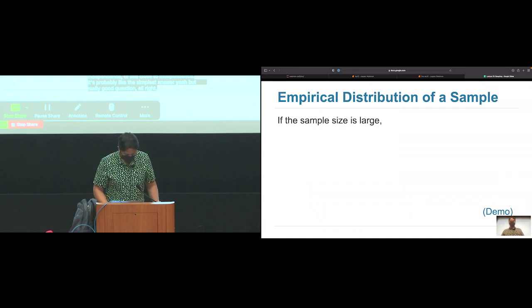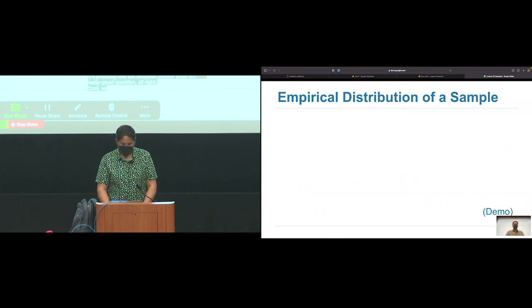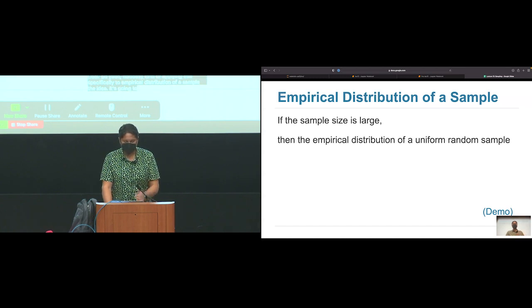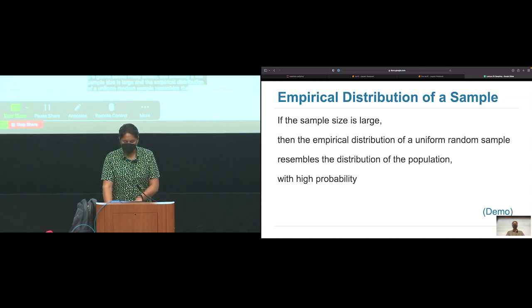Cool. So basically applying this specifically to the empirical distribution of a sample. It's going to sound really similar, but if the sample size is large, then the empirical distribution of a uniform random sample resembles the distribution of the population with high probability. We say high probability here at the end because we don't know for sure that our empirical distribution is going to match the probability distribution, right? Because every time I run it, it's a little bit different. But there's a good chance that it's going to look similar to the theoretical probability distribution. That's the main thing that it's saying here.